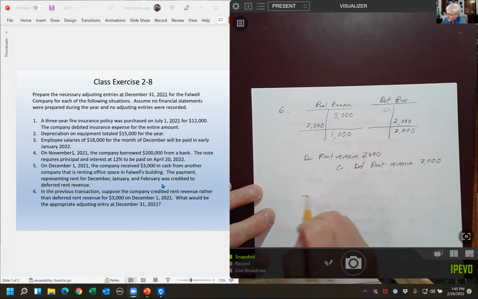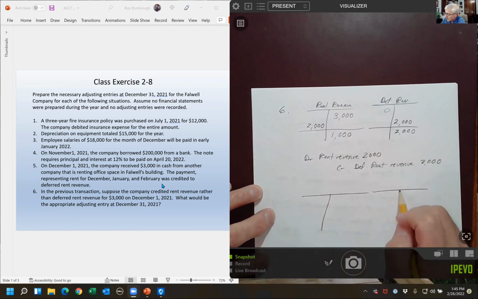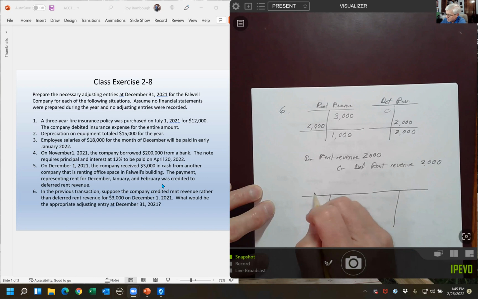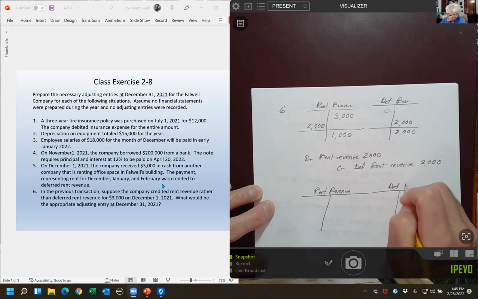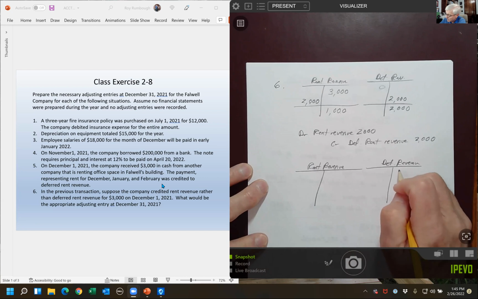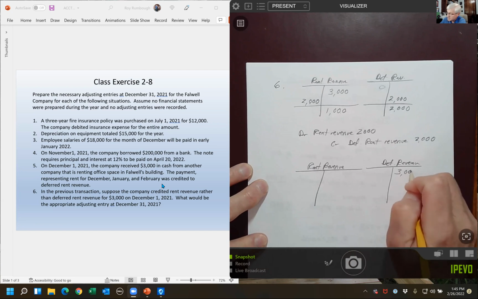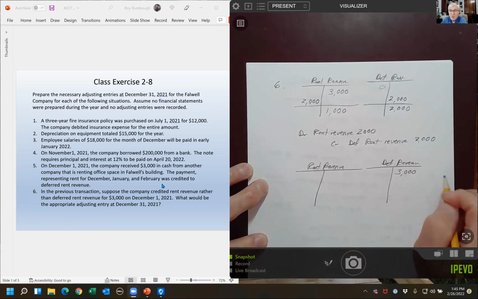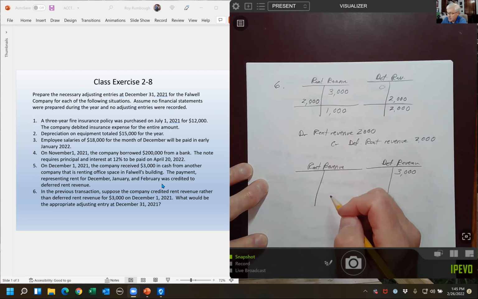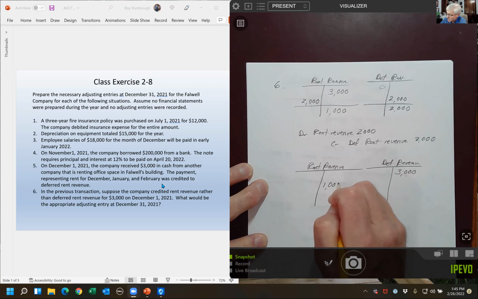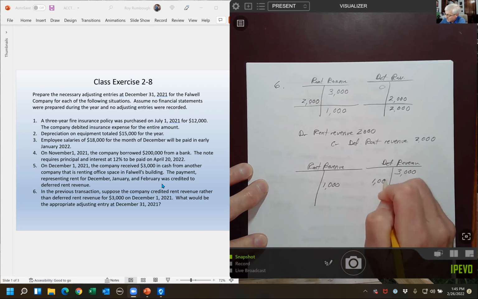Now let's compare that to number 5. Now let me just do 5 in T accounts. So rent revenue. This would be a good way of looking at this. Number 5, they credited deferred revenue for 3,000. And then we did a journal entry to recognize the 1 month's worth of revenue. This is our answer to number 5.